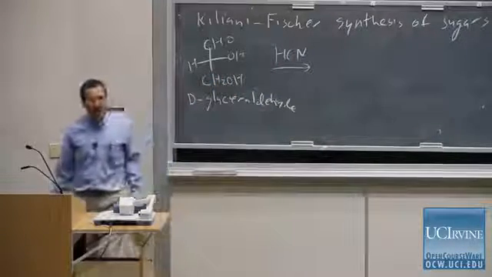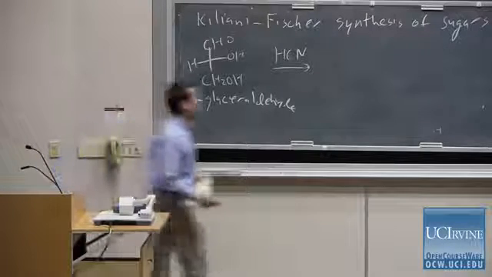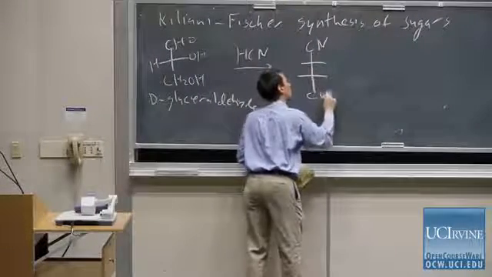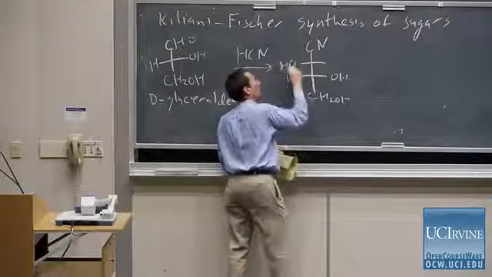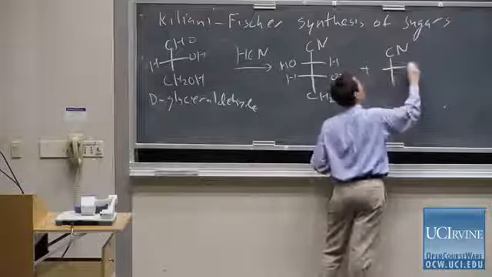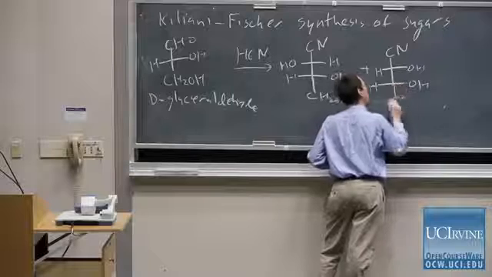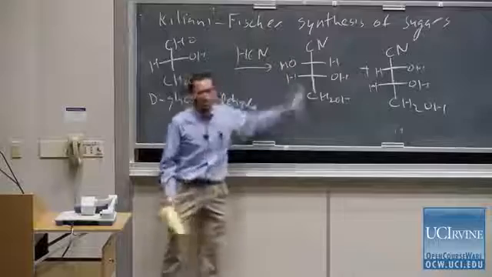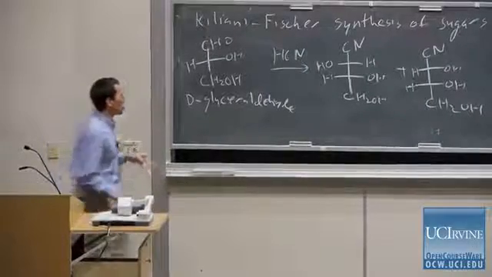If you take an aldehyde and you treat it with hydrogen cyanide, we already learned what happens. You form a cyanohydrin. And you do so in a non-stereospecific fashion. In other words, you get both diastereomers. So we formed a carbon-carbon bond. We've introduced a nitrile group.